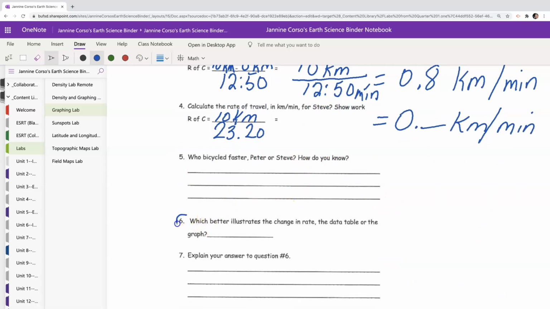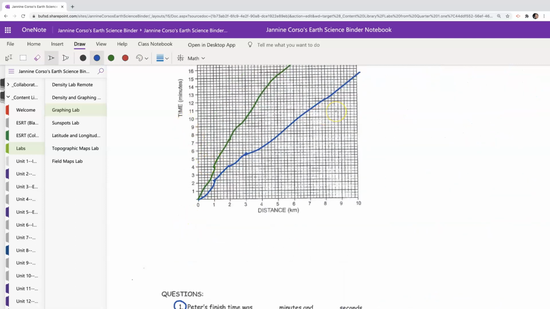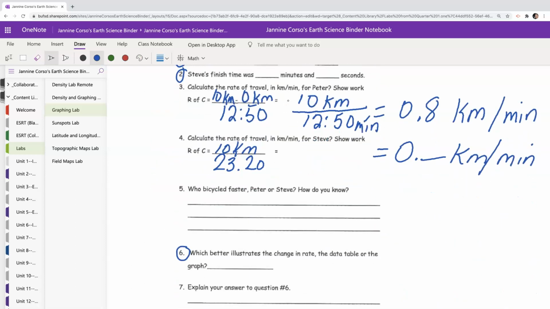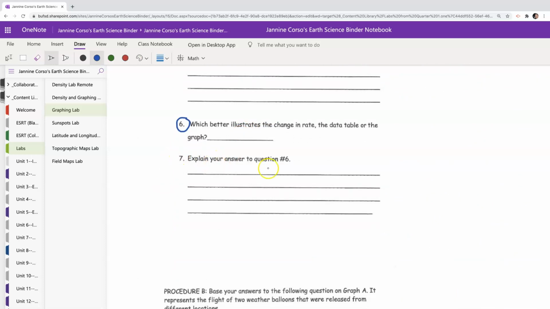Question number 6 says, which better illustrates the change in rate, the data table or the graph? There's really not a wrong answer to this. Personally, I like how graphs illustrate data better because it creates almost a picture view of what's happening over time. If you say you like the data better, I wouldn't mark you wrong, but most people do choose the graph. And then it says, explain why you chose what you chose in 6. Again, I like graphs better. I think data looks nicer in graphs because it presents a very visual way of seeing the data that they're trying to organize.